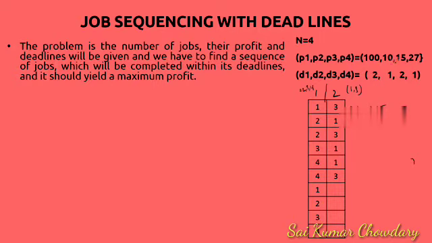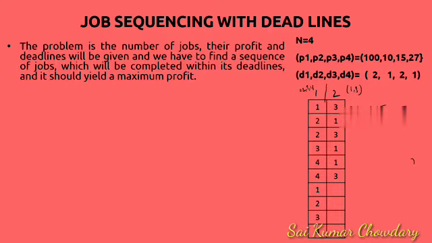Now take the next sequence, that is second job and first job, the 2-1 combination. That means second job in the first hour, first job in the second hour. Can I take? Yes, I can take, because in the second hour the first job is available. That's why in the first hour second job, second hour first job. So now for the second job, what is the profit? 10. For the first job, what is the profit?